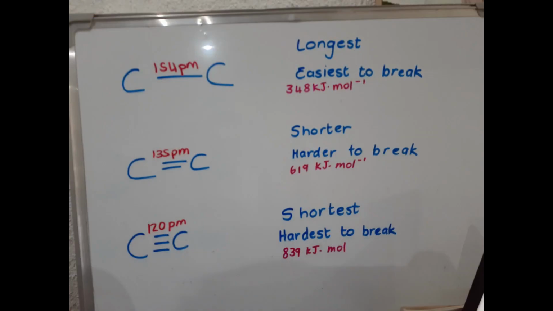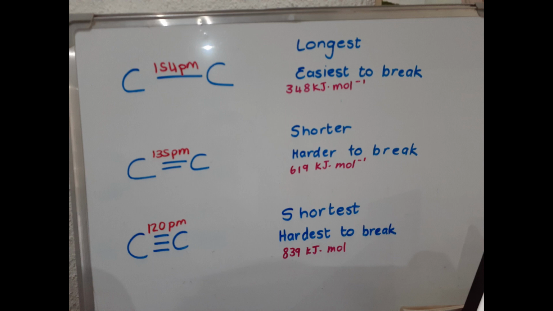A double bond would require more energy to break than a single bond, and a triple bond would require more energy to break than a double bond. Thus, as the bond order increases, so does the energy required to break the bond. Also, the bond length decreases as the bond order increases. So a double bond is shorter than a single bond, and a triple bond is shorter than a double bond.